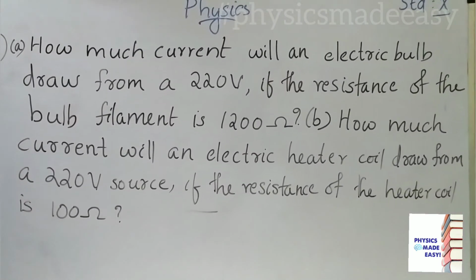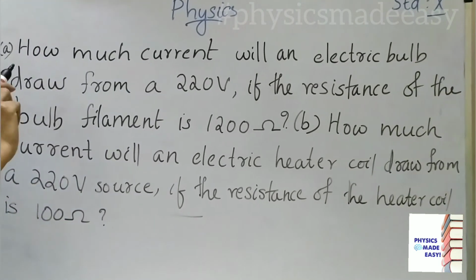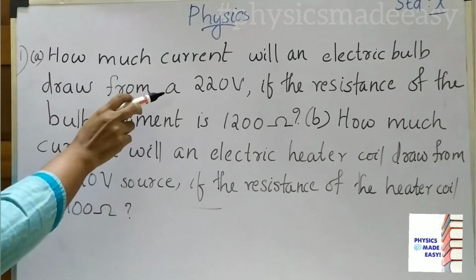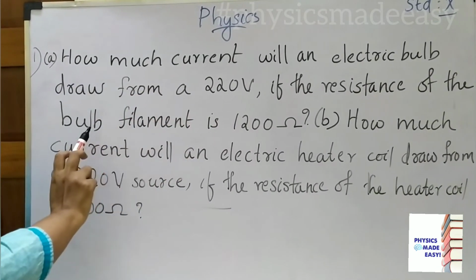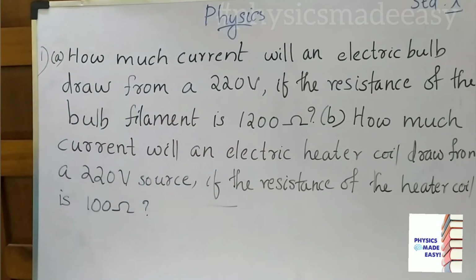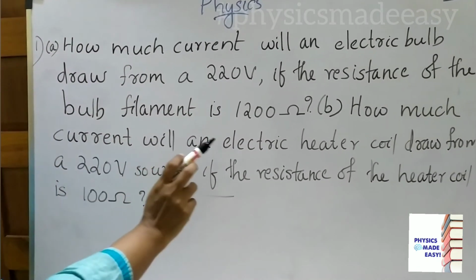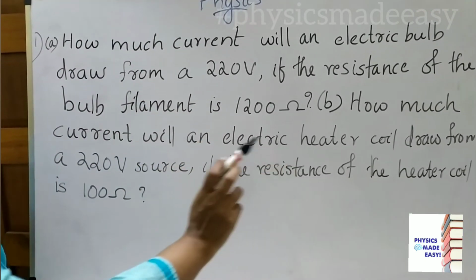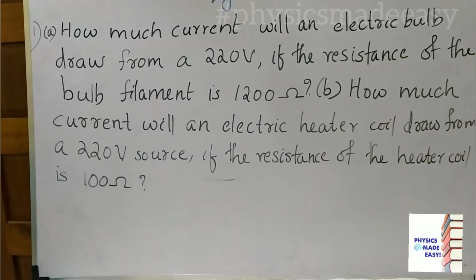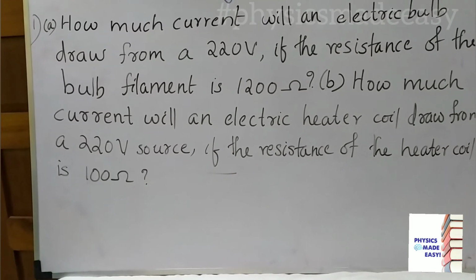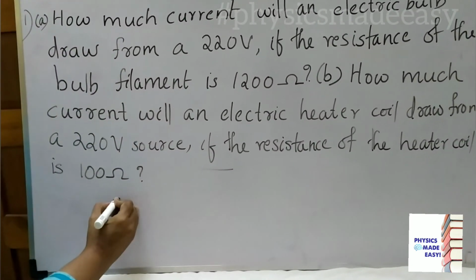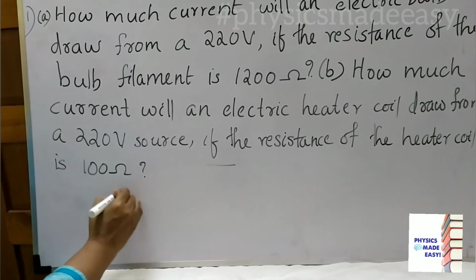We can do a problem by using Ohm's law. How much current will an electric bulb draw from a 220 volt source if the resistance of the bulb filament is 1200 ohm? How much current will an electric heater coil draw from a 220 volt source if the resistance of the heater coil is 100 ohm? Simple question children. Here how much current? You have to find the current.